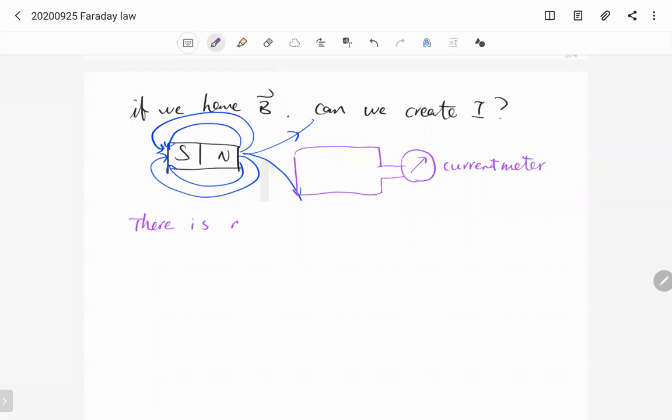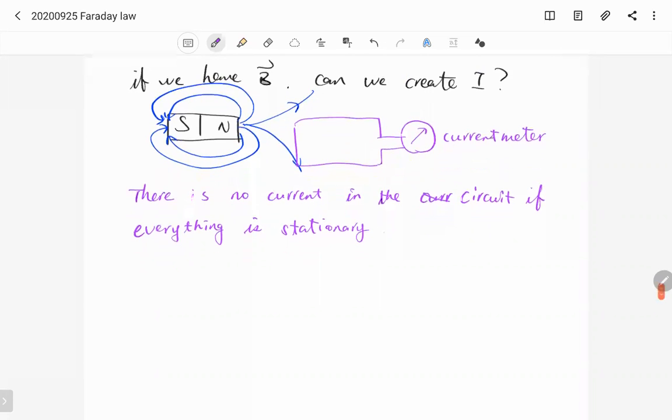There's no current in the circuit if everything on the table is stationary. Okay, this is how people did the experiment, and there must be some reason.